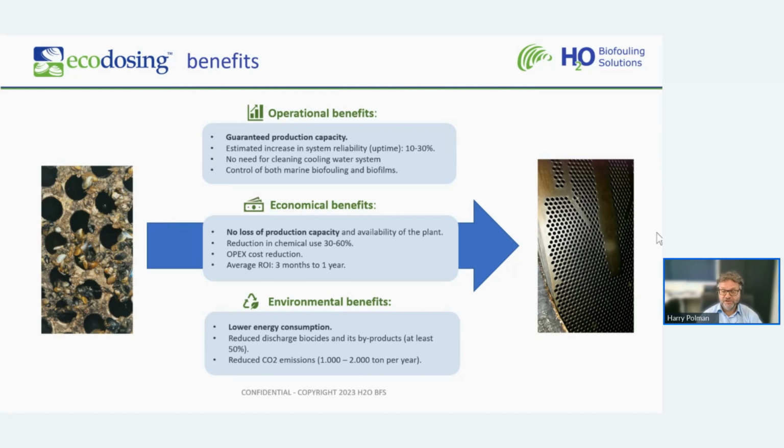Reduction of discharge of biocides. If you use less chemicals, you reduce the discharge of chemicals, but also the byproducts, for example, chlorination byproducts like bromoform. Clean systems will reduce carbon dioxide emissions, so the CO2 footprint will also be reduced. Now, typically, a picture on the left and a picture on the right, an inlet water box of a condenser, from fouled to spotless clean. That's what we typically see after implementing this technology.